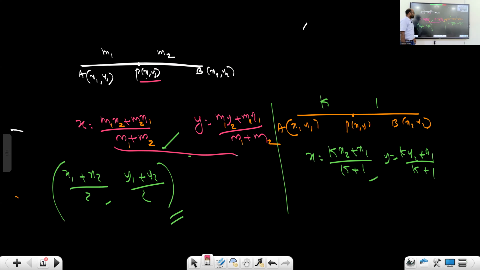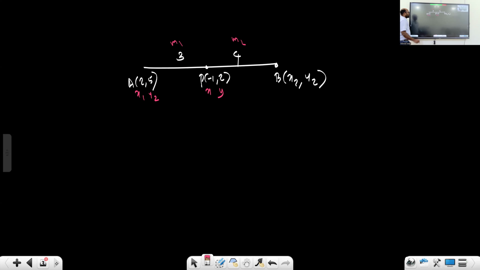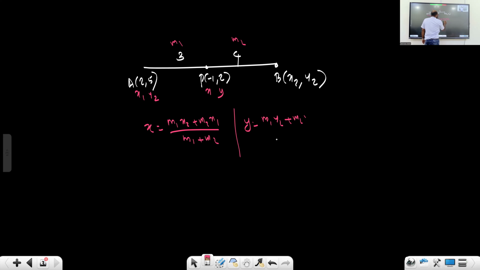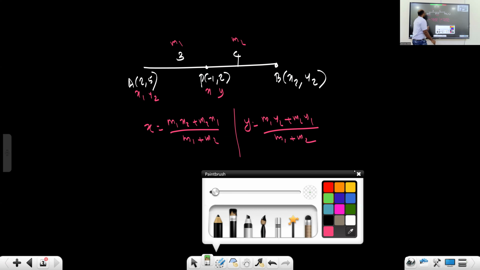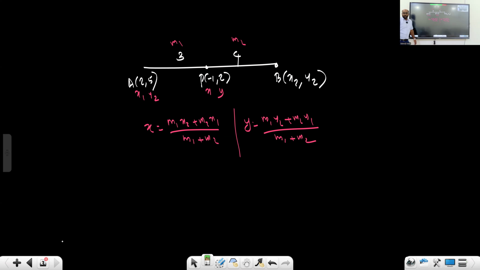Now substitute everything you know. Tell me, what is the formula? Therefore, x equals (m1 x2 plus m2 x1) by (m1 plus m2), comma, y equals (m1 y2 plus m2 y1) by (m1 plus m2). Substitute whatever things you know. The x value is x equals minus 1. Only x2 we don't know.